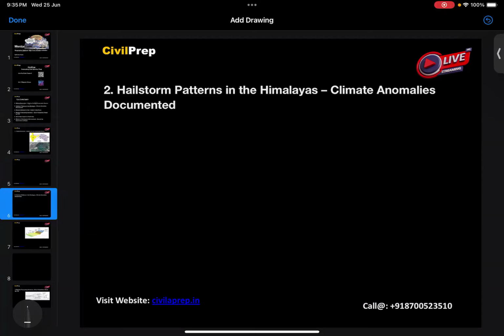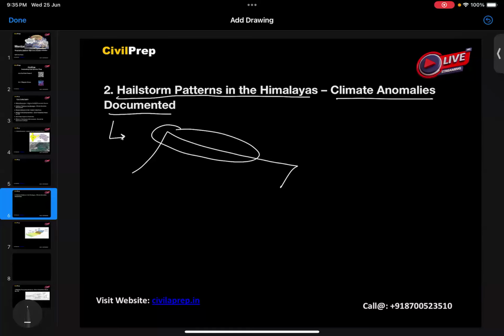Now, as we move to the next case study, here we have the hailstorm patterns in the Himalayas, that is a climate anomaly which is documented in contemporary time. Now, what is seen in the Himalayan region? As we know, this is the Western Himalayas and this is the Eastern Himalayas.